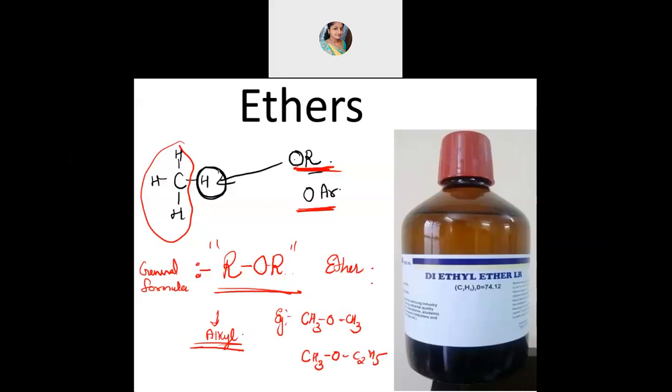Understood what are ethers, students? Ethers are formed by replacing or substituting one or more than one hydrogen atom by OR group, alkoxy group, or aryloxy group. Now let's go for classification of this. Classification is of two types. One is called simple ether, or they are called symmetrical ether. Simple or symmetrical ether.